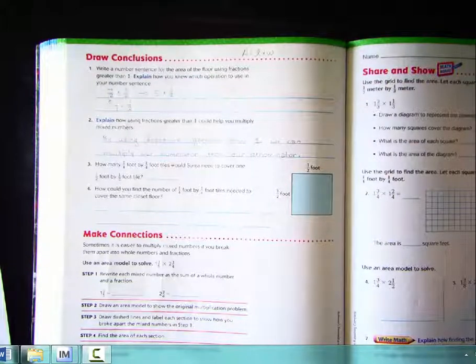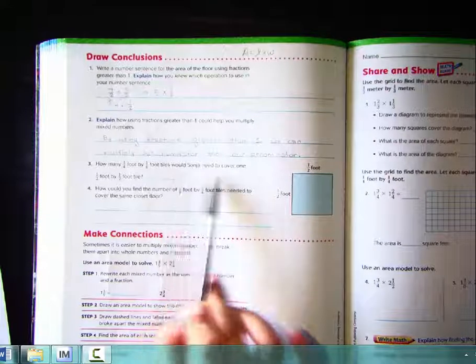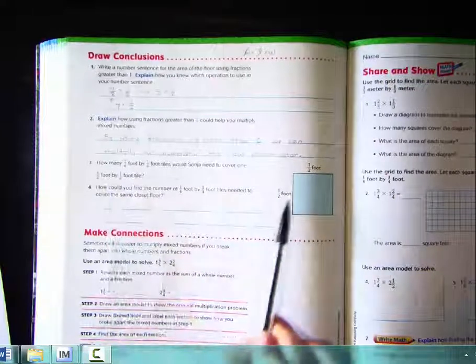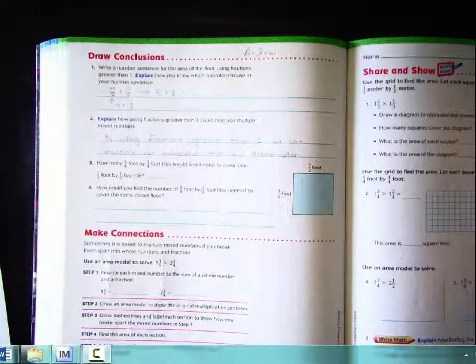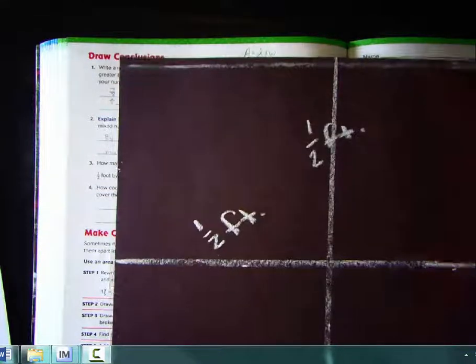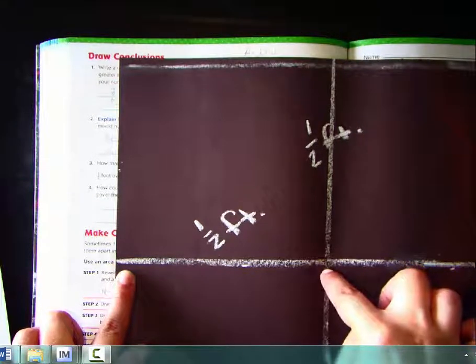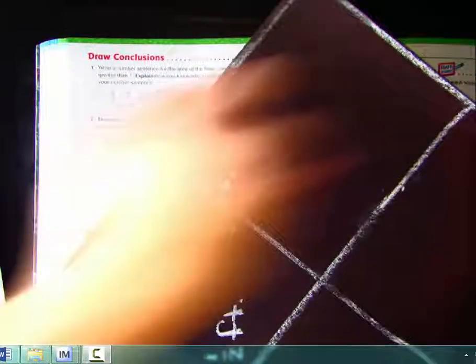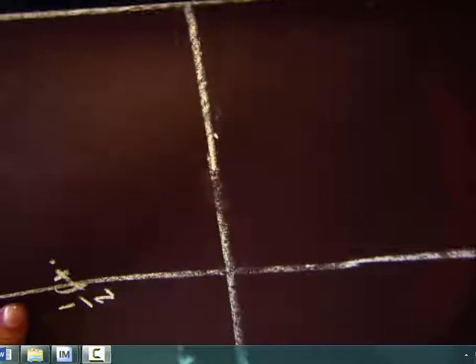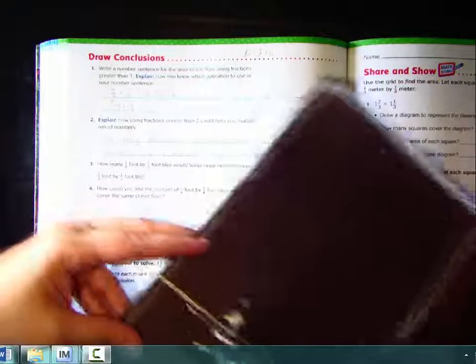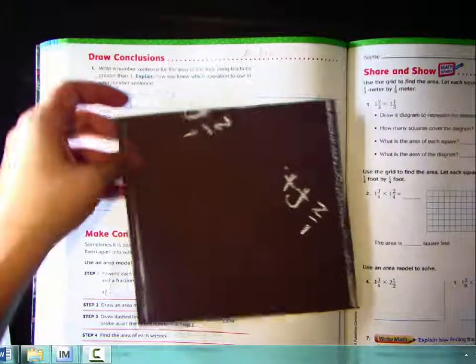So then it asks us, how many 1/4 foot by 1/4 foot tiles would Sonia need to cover her 1/2 foot by 1/2 foot tile? So let me pull this back over. Okay, so here's our one tile of 1/2 by 1/2 foot. Okay, I'm going to cut out just this one tile, my 1/2 by 1/2 foot tile. Okay, that's how big this tile would be.